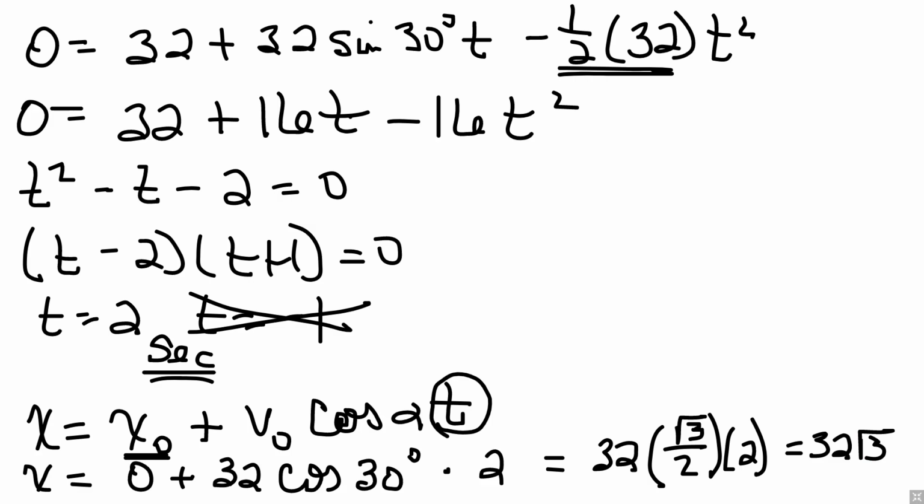We're going to do an approximation here because 32 square root of 3, as a distance, doesn't make sense. So if we do a decimal approximation, we end up with about 55.4 feet. Any questions?